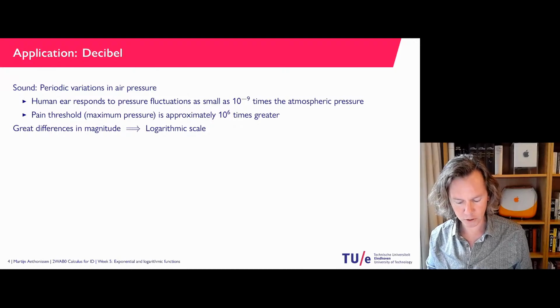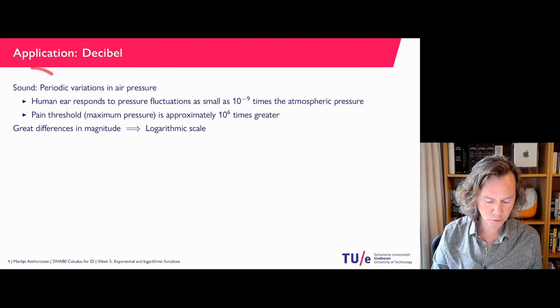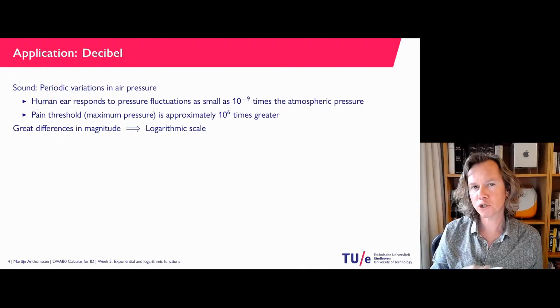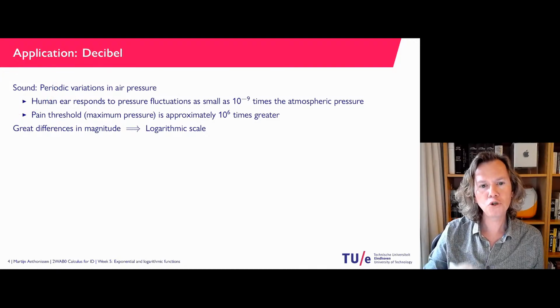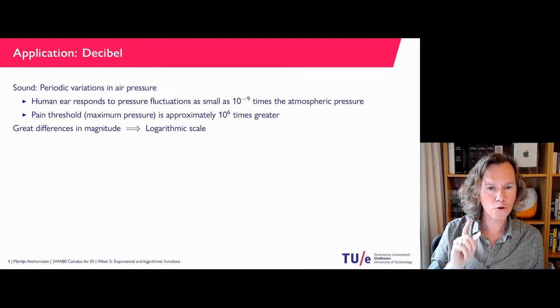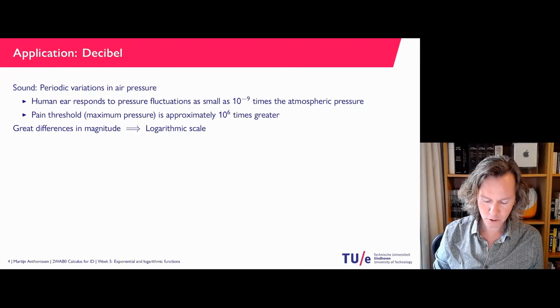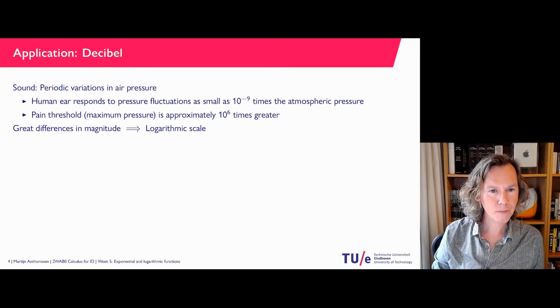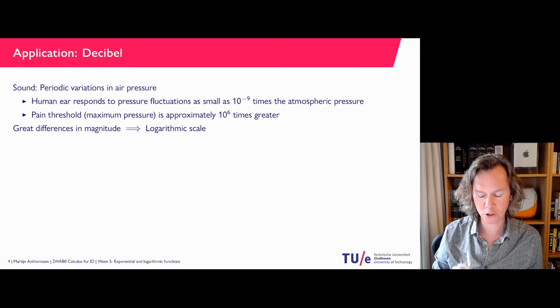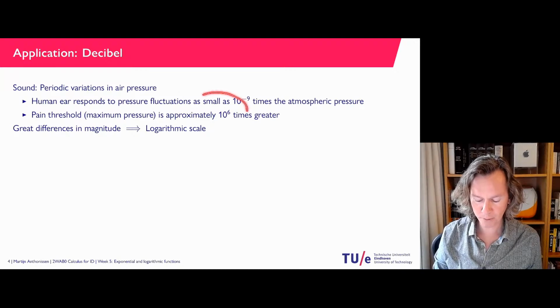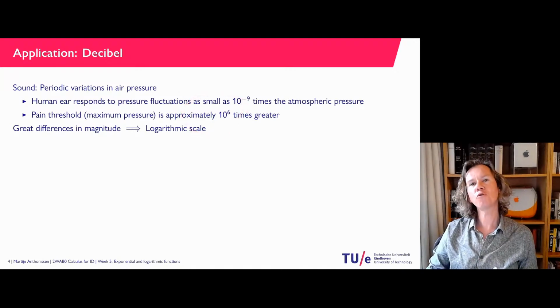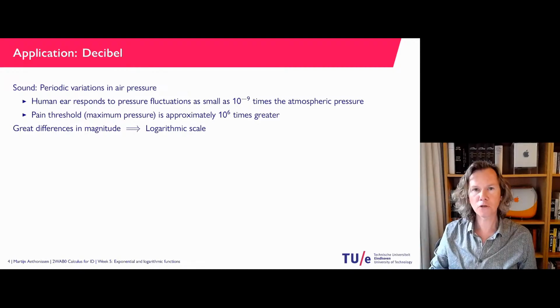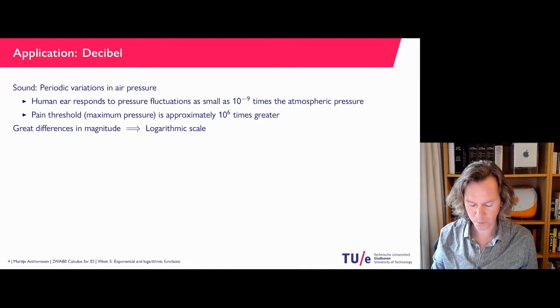So as it says here, if you think about sound, we already talked about that, that is pressure waves in air, and there are huge differences there. Your ear responds to fluctuations as small as 10 to the power minus 9 times the normal atmospheric pressure. And the pain threshold, when it really starts hurting, where you have really loud noise, is 10 to the power 6. And if you have those great differences in scale, you typically use logarithmic scales.